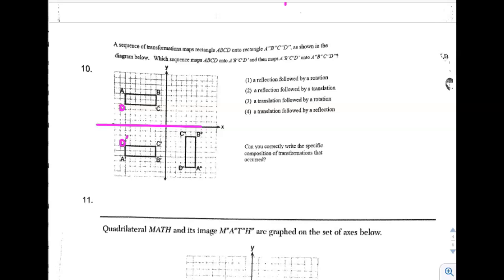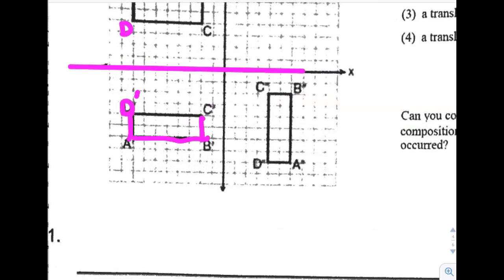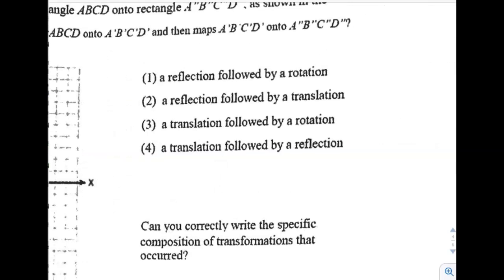And then, once I was down here, this was then rotated about the origin, so it ended up over here. So it was a reflection followed by a rotation.